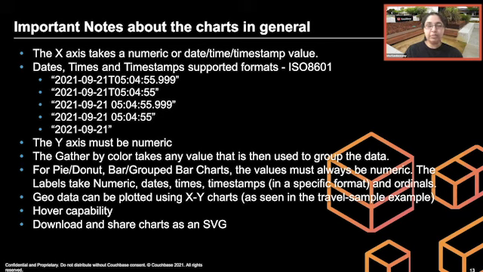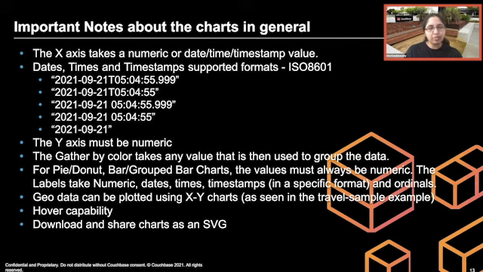For any one of the pie, donut, bar, or grouped bar charts, the values that are used to group data have to be numeric. But the labels themselves can take on any value. They could be numeric, dates, times, timestamps, strings, any one of them.